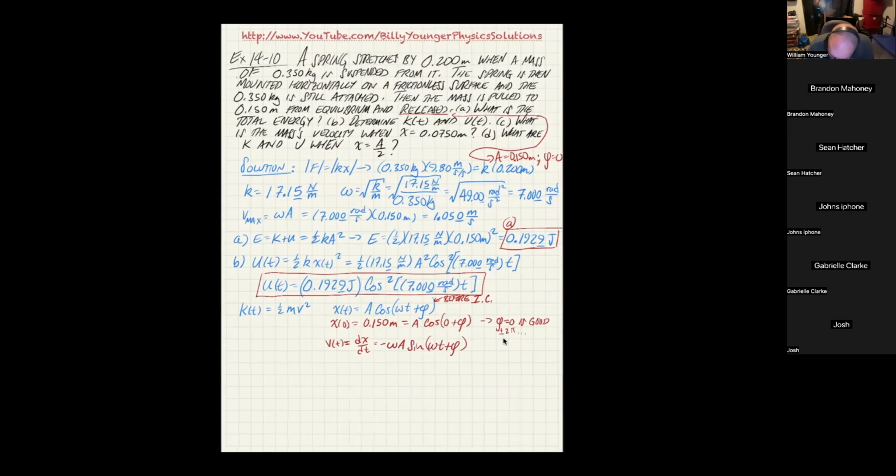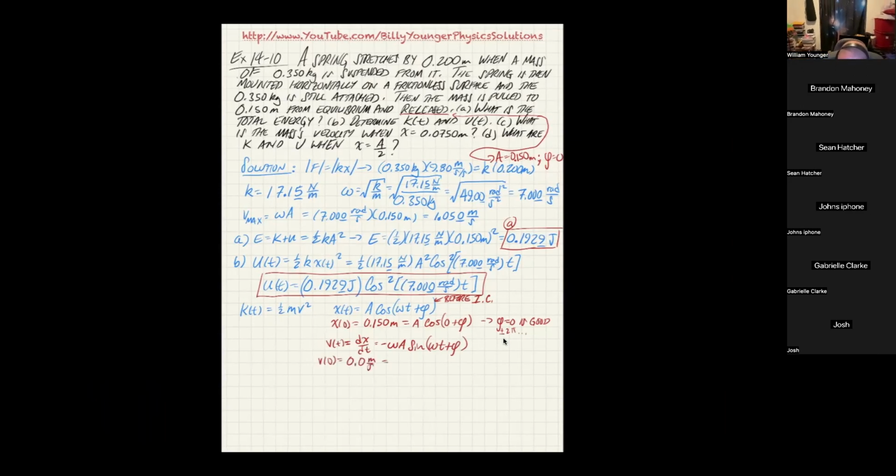What we do know is that v of 0 is equal to 0.0 meters per second. That's equal to negative omega a times the sine of 0 plus phi. Now, if we made the omega 0, that wouldn't be very useful because we're getting rid of some of the fundamental aspects of the differential equation. And if we made the a 0, we're just saying the thing's not oscillating at all. So that's not very useful. So now we conclude phi equals 0. Okay. That's how I know the sine is 0.